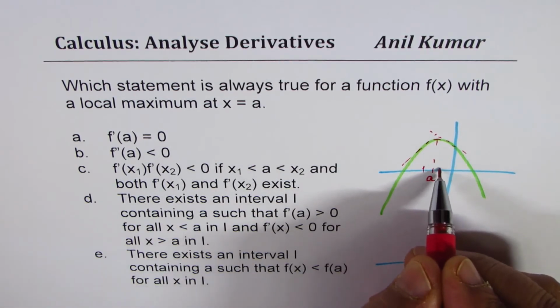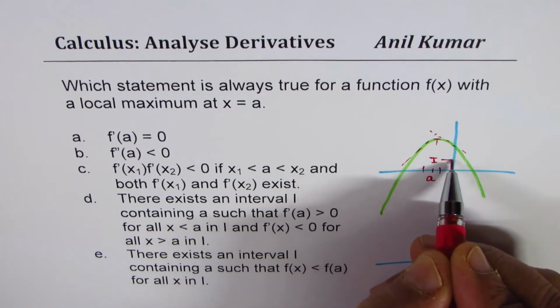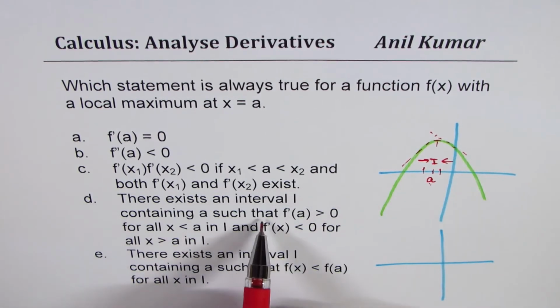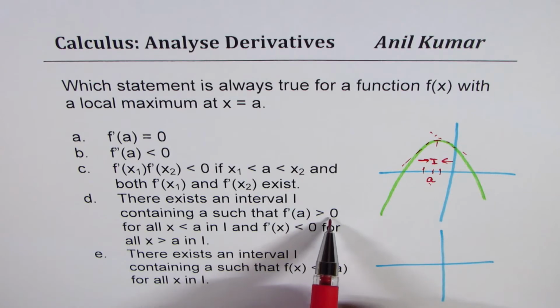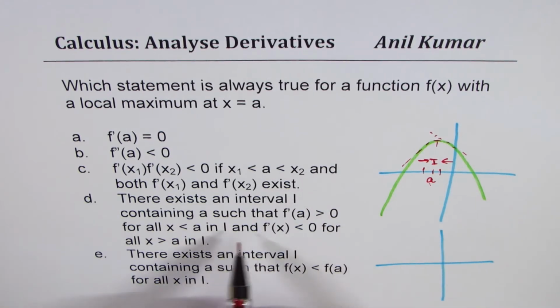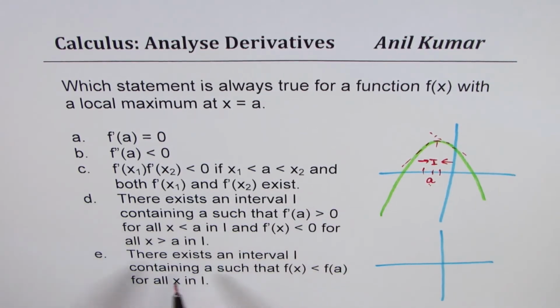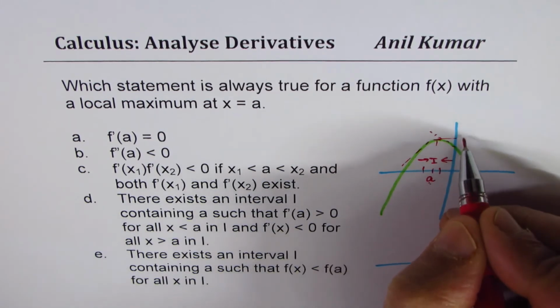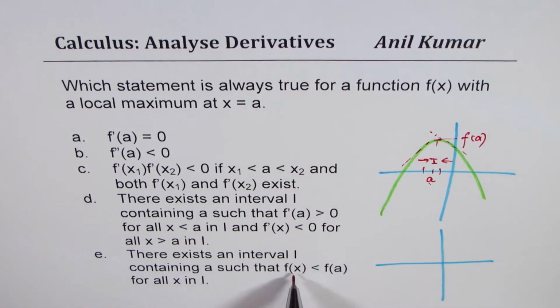Let's say this is your interval I. There exists an interval I containing a such that derivative is greater than 0 for all x less than a. So on this side it is positive, right? And on the right side it is less than 0. Clear. E. There exists an interval I containing a such that the value of the function, which is f of a here, is greater than f of x. So all other values are less than f of a, and therefore it is called local maximum, correct? So all seem to be correct.